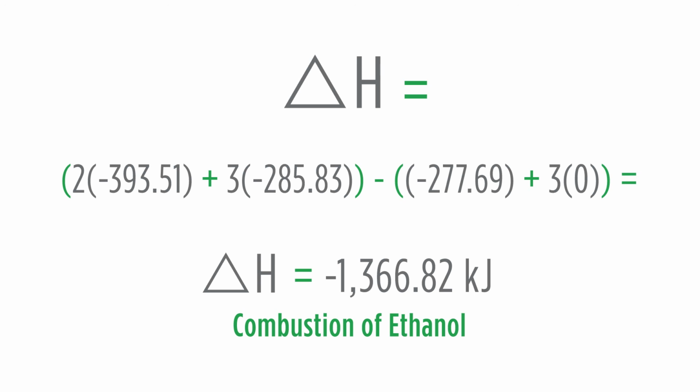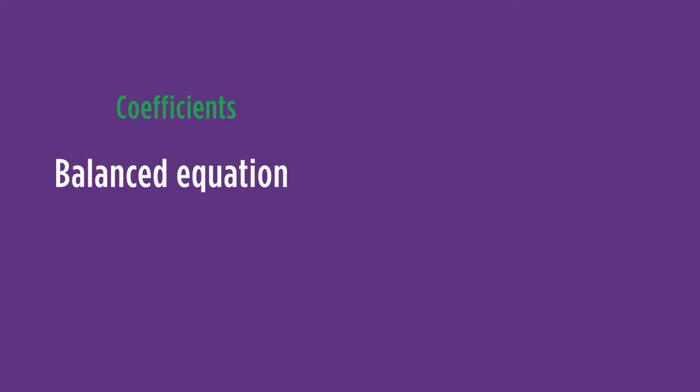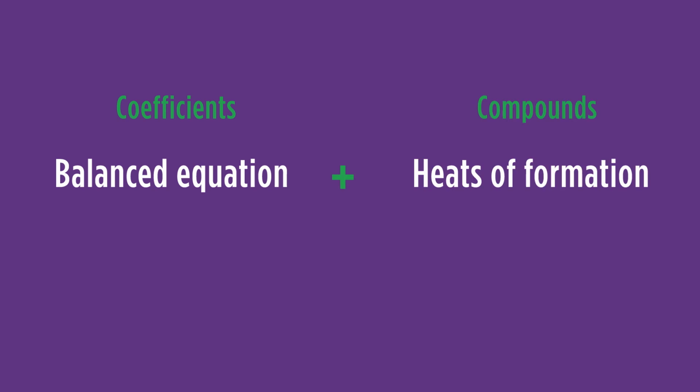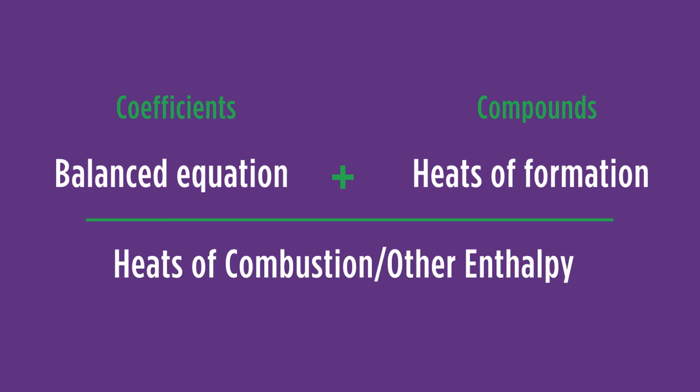kilojoules. As you can see, by just knowing the balanced equation for the coefficients and looking up the heats of formation for each of the compounds, we can use this to calculate the heats of combustion or other enthalpies for reactions.